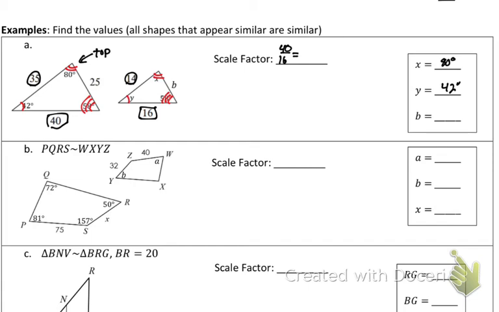What does 40 over 16 reduce to? Oh, I heard a lot of different answers. 2.5, but I need a fraction. 5 over 2 is correct. 5 over 2, that is my scale factor. If you would have picked 35 over 14, it reduces to 5 over 2 as well. All right, that is now my scale factor.